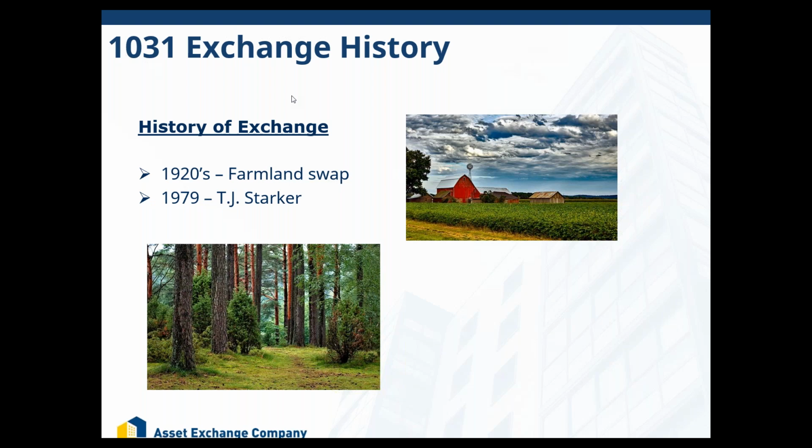But our modern day exchanges, the format that we follow today, really started back in 1979. There was a gentleman by the name of T.J. Starker. Mr. Starker lived in California, and he owned a lot of land in California with timber on it. He sold that land to a timber company called Crown Zellerbach, and in exchange for the land, they gave him what were referred to as exchange credits. Over the course of the next few years, he went out and bought various properties with those exchange credits. That's really how our modern day exchanges started, back in 1979 with T.J. Starker.